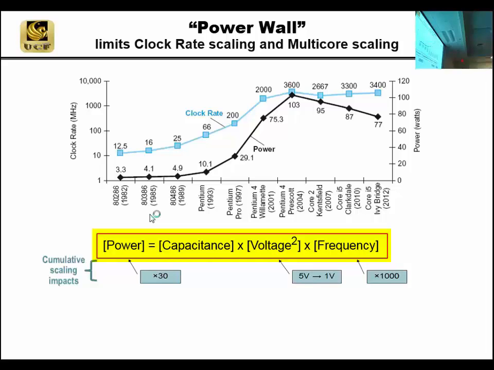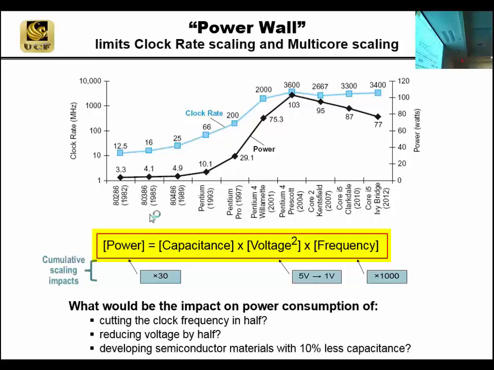And now we're around 1 volt, even 0.8 volt. And the frequency output went up by a factor of 1,000. So instead of having 3 megahertz, now we have 3 gigahertz. So I already mentioned this one. What's the effect of cutting the voltage in half? It's going to be a factor of 4. About cutting the frequency in half.